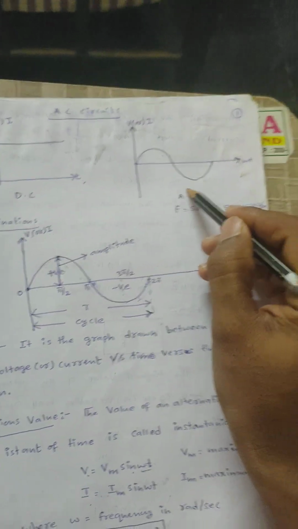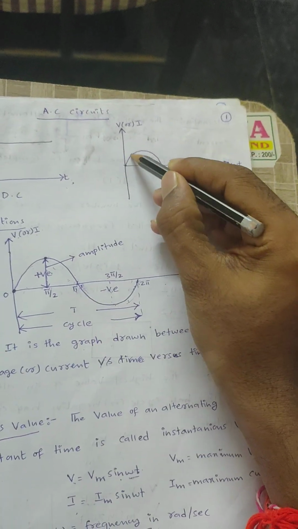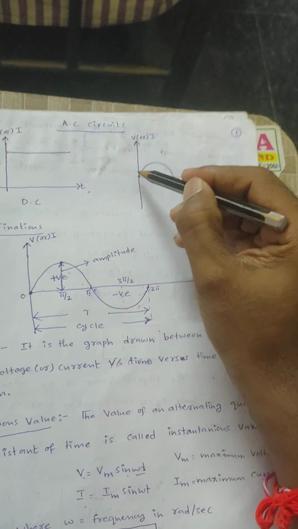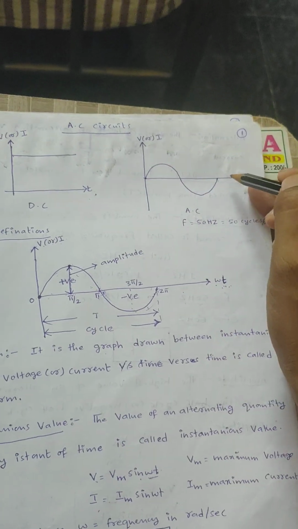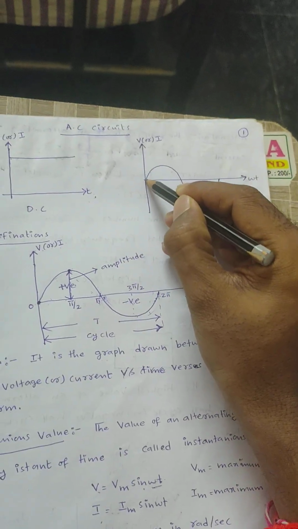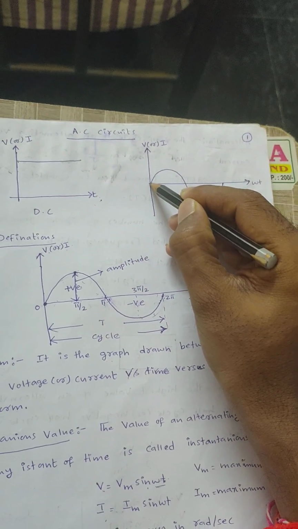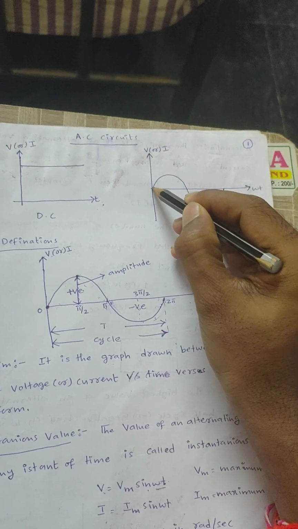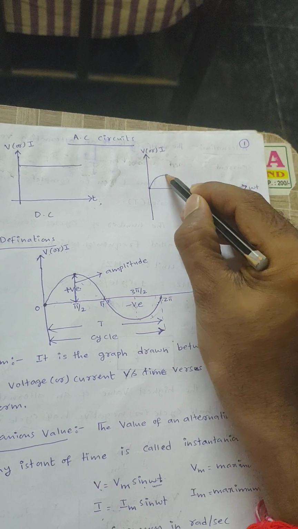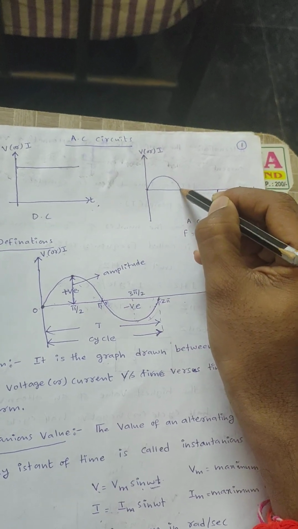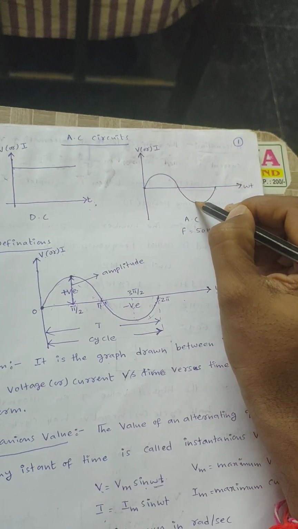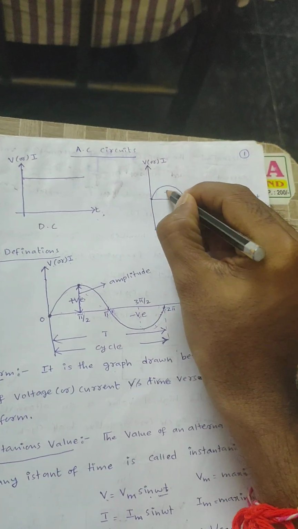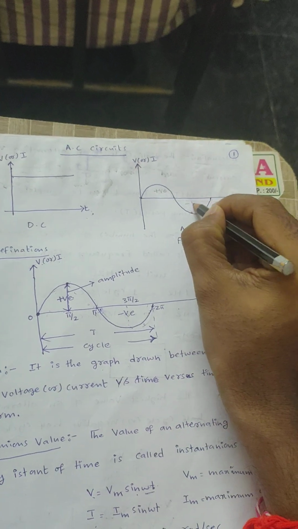Whereas in an AC circuit, the magnitude of voltage or current alternately changes. For example, let us consider a single phase AC supply. The voltage will be 230 volts, right? The magnitude of voltage varies from 0 to 230 in the positive direction, 230 to 0, again 0 to 230 in the negative direction and minus 230 to 0. An AC waveform has a positive half cycle and a negative half cycle.